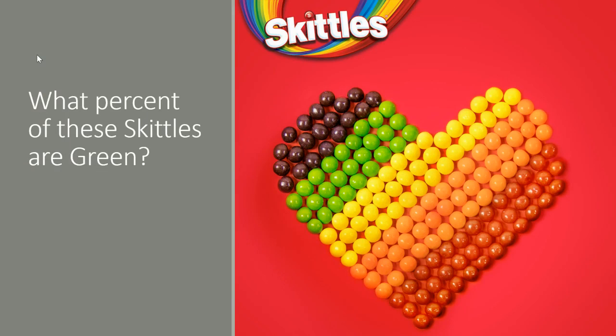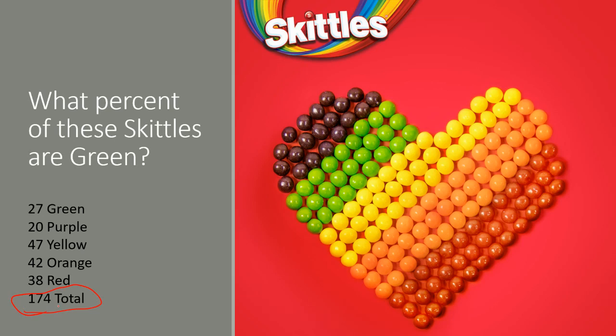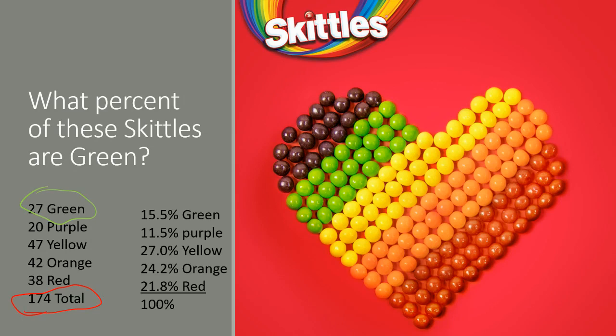So if I have all these Skittles and I asked you what percent were green, you would know that the way to find that out is to add up the total of the Skittles and then figure out specifically which number of those were green. And then you would divide the number green by the total, right? So 27 divided by 174 would give you 15.5%. And that's how you would do any of these colors.